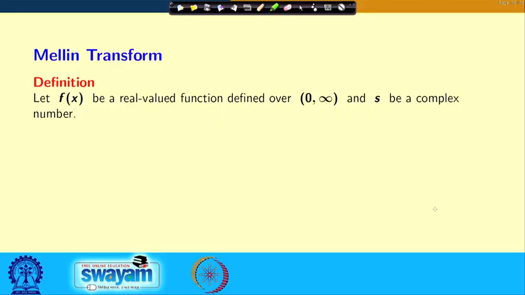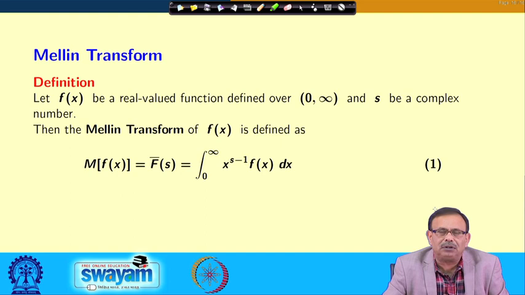First let us go to the definition of Mellin transform. Let f(x) be a real valued function defined over 0 to infinity and s be a complex number. Then the Mellin transform of f(x), which we denote as M of f(x), that is capital F bar(s), is equal to integral 0 to infinity x to the power s minus 1 into f(x) dx, where, as I have written already, s is a complex number.